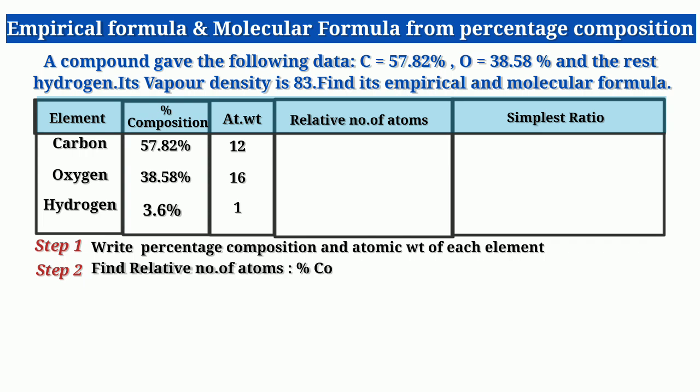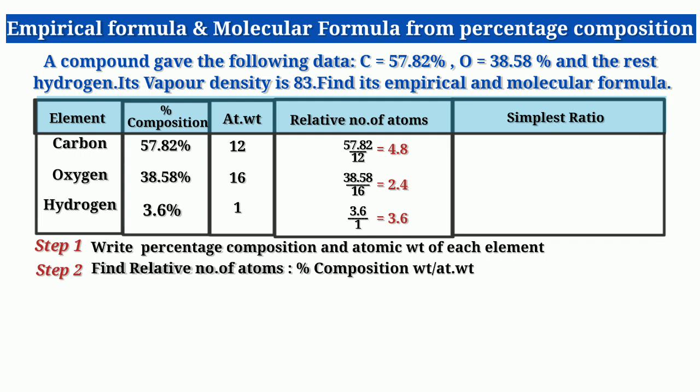This can be done by using formula percentage composition divided by atomic weight. Some of you may find this step little tedious, but it has to be done, so do it calmly. 57.82 has to be divided by 12, 38.58 has to be divided by 16, and 3.6 has to be divided by 1. 3.6 divided by 1 will remain 3.6. Let us write answers of all the divisions: 4.8, 2.4, 3.6.